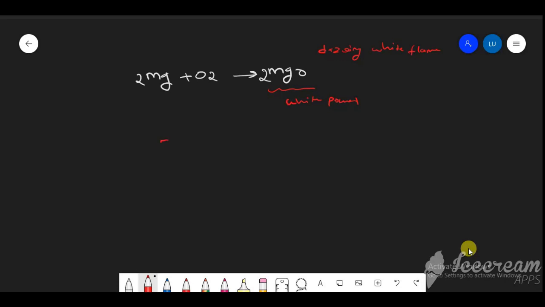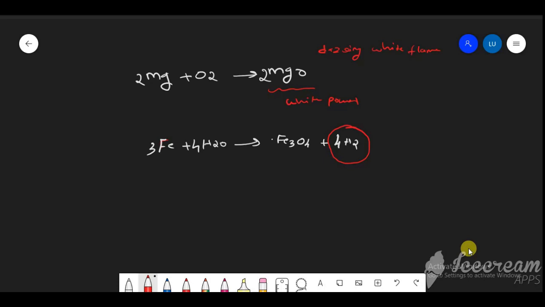The next one is when iron reacts with water. So here is the reaction. When iron reacts with water, it produces hydrogen. A question could be asked as an objective question: when iron reacts with water, which gas is generated? So this is the importance of this reaction.